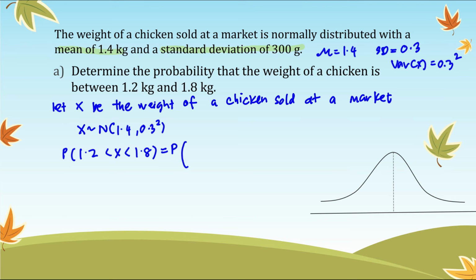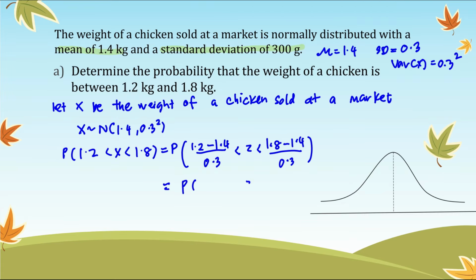First, we standardize: 1.2 minus 1.4 over 0.3, this is for Z. Then 1.8 minus 1.4 over 0.3. The probability will be between negative 0.67 and 1.33. In the bell-shaped curve, negative 0.67 is on the left and 1.33 on the right. So this is the area.